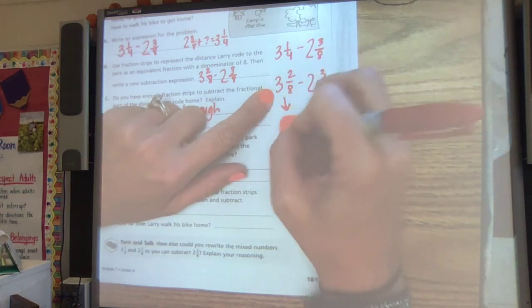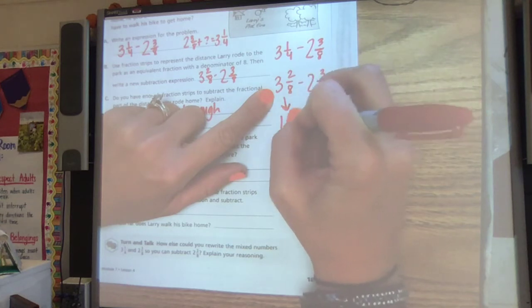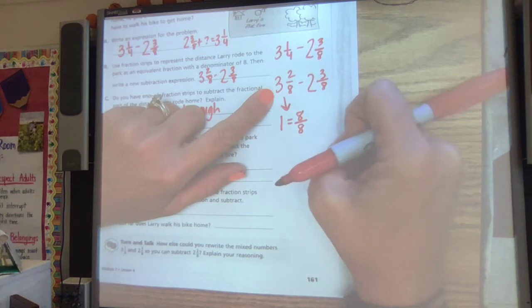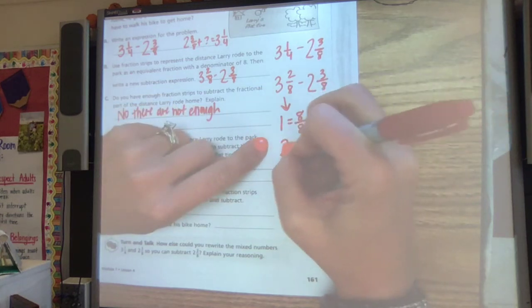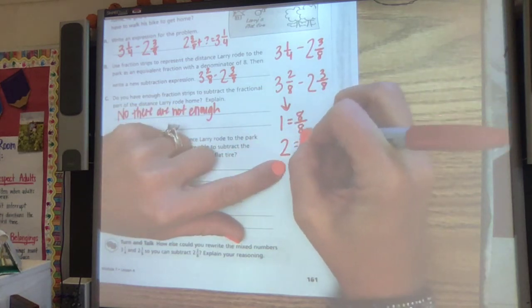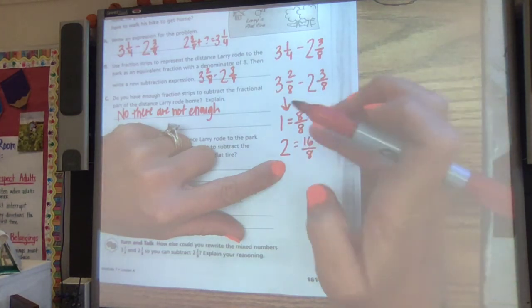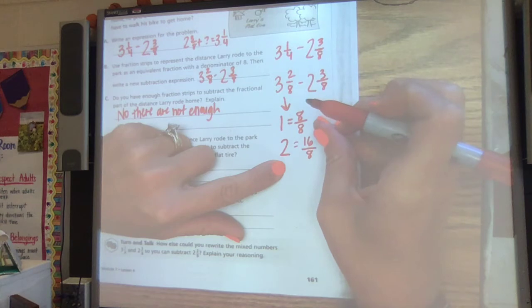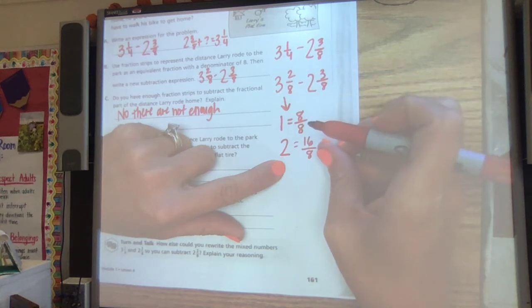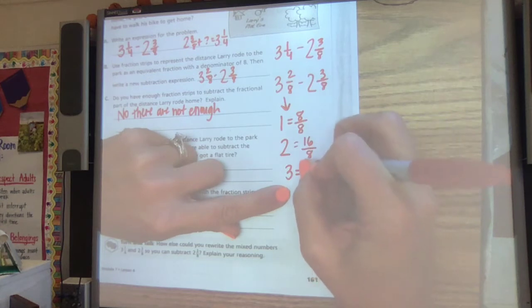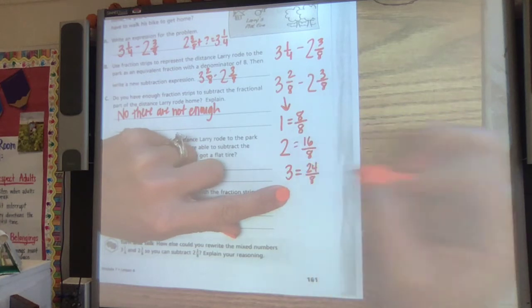So I'm going to write some stuff out. One whole would be 8 8s, correct? Because 8 8s is a whole. So if I have 2 wholes, that would be 16 8s. Wouldn't you agree? Because 8 8s is 1. 2 wholes would be 16 8s. So 3 wholes would be 24 8s.